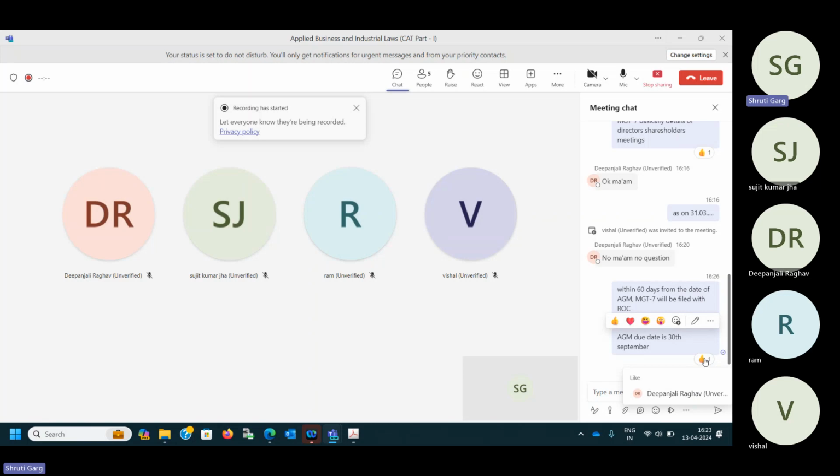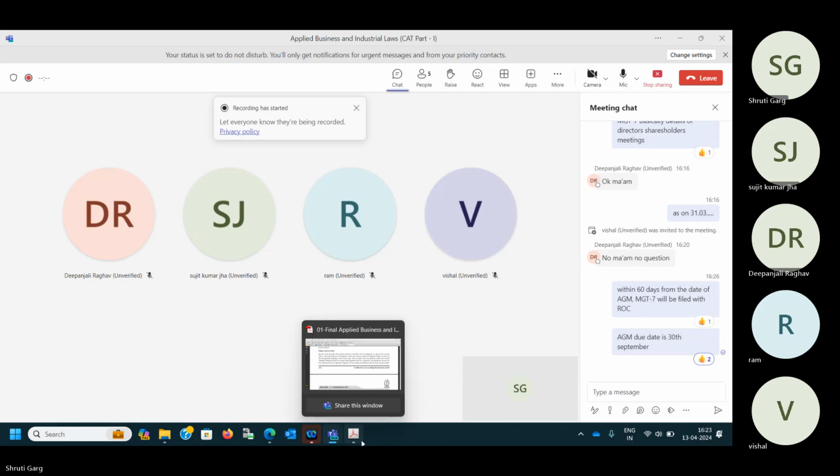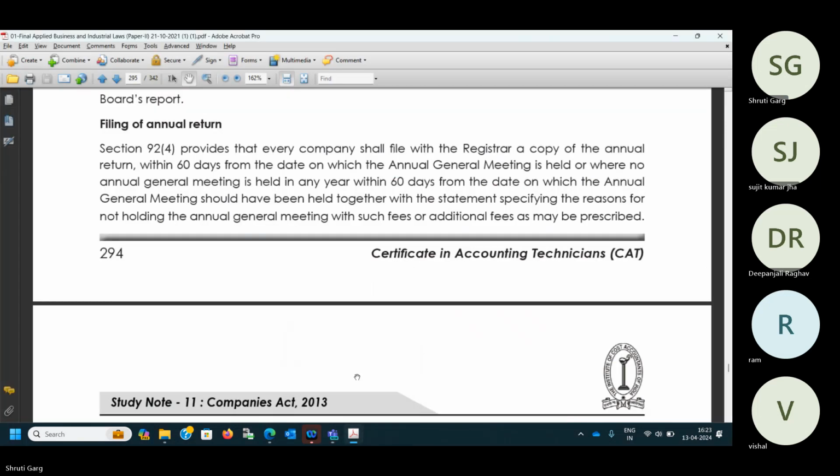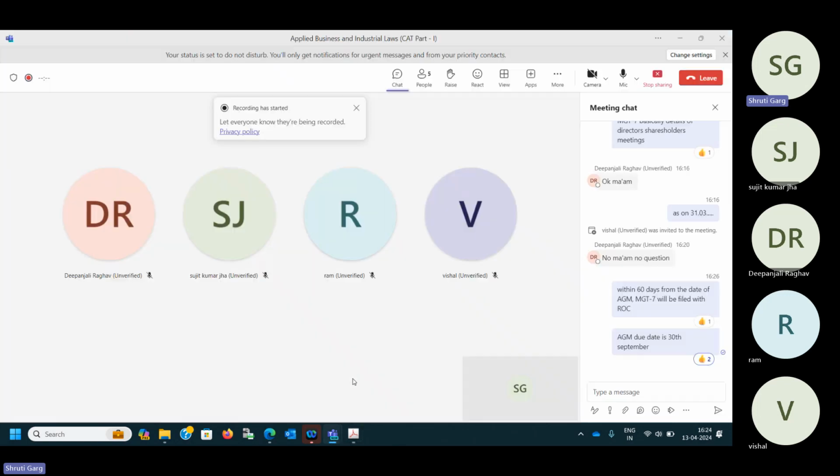Signing of the balance sheet within 30 days, that is for the balance sheet. No, this is within 60 days from the date of annual general meeting, MGT 7 will be filed with ROC. Please correct my statement. I mistakenly spoke. My apologies. Actually, today my mind is not working.